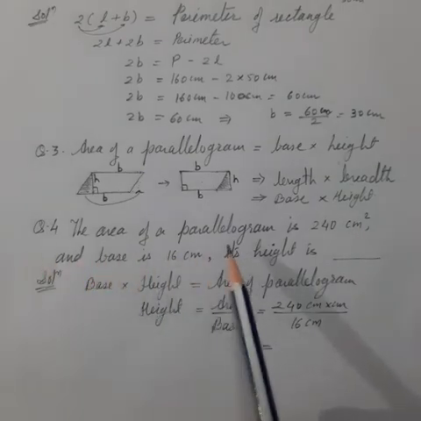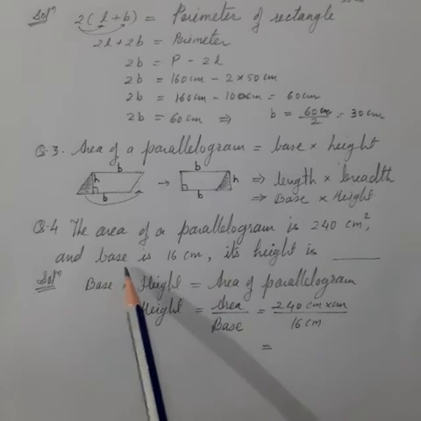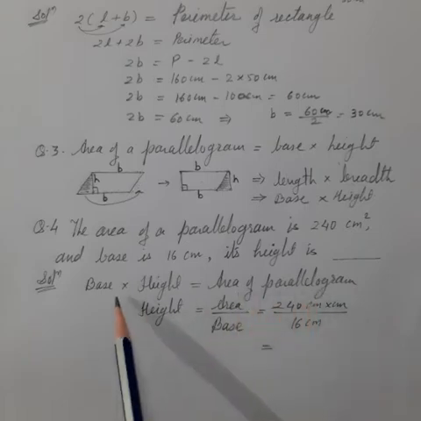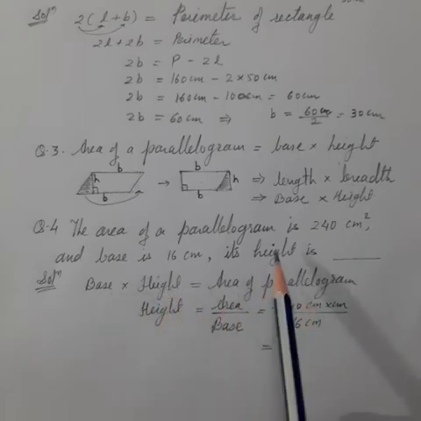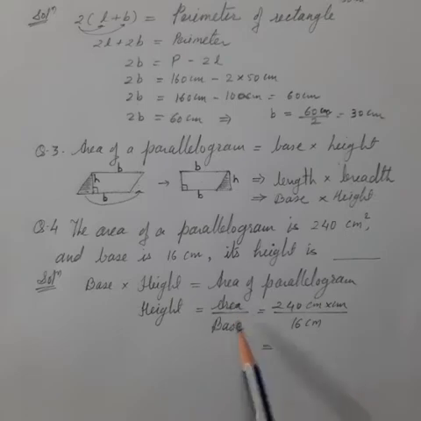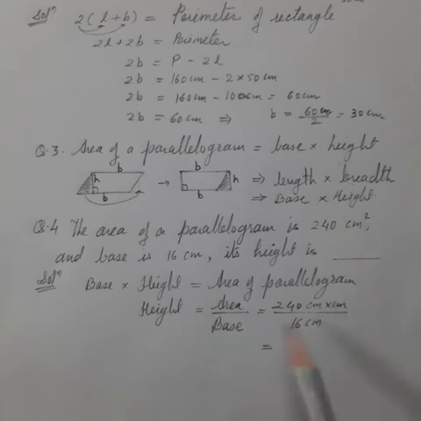Question 4. The area of a parallelogram is 240 centimeter square and base is 16 centimeter. Its height is what? We know that the area of a parallelogram is equal to base into height. Here height is unknown. So, keep it on left hand side and divide the right hand side by base. Area by base. Area is given 240 centimeter square. Centimeter square means centimeter into centimeter and base is given 16 centimeter.